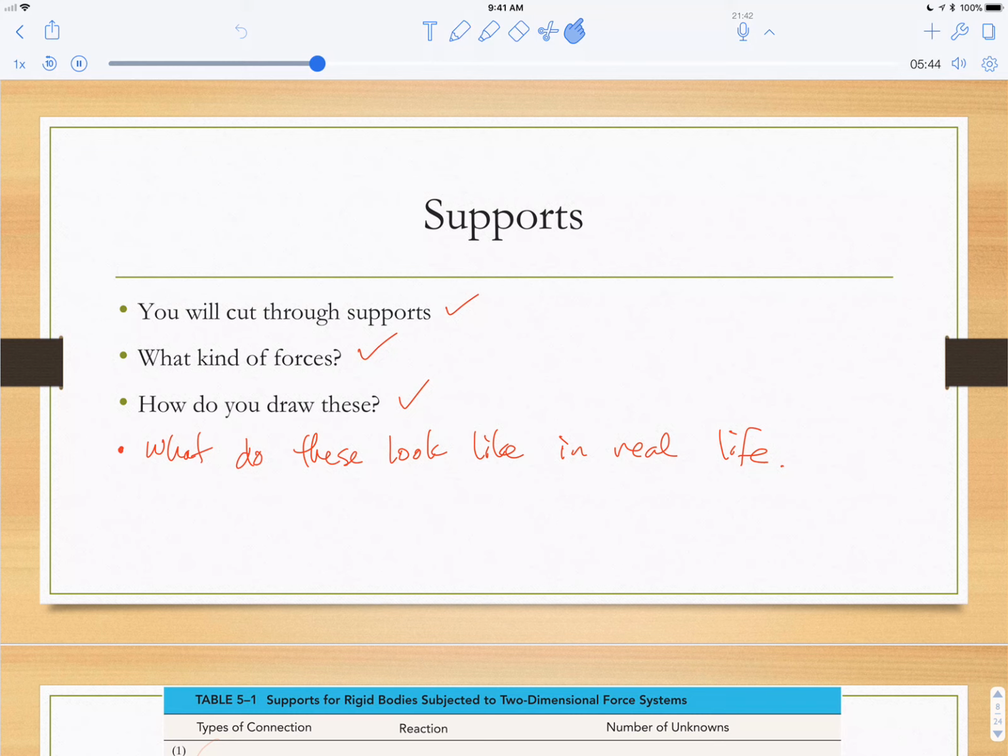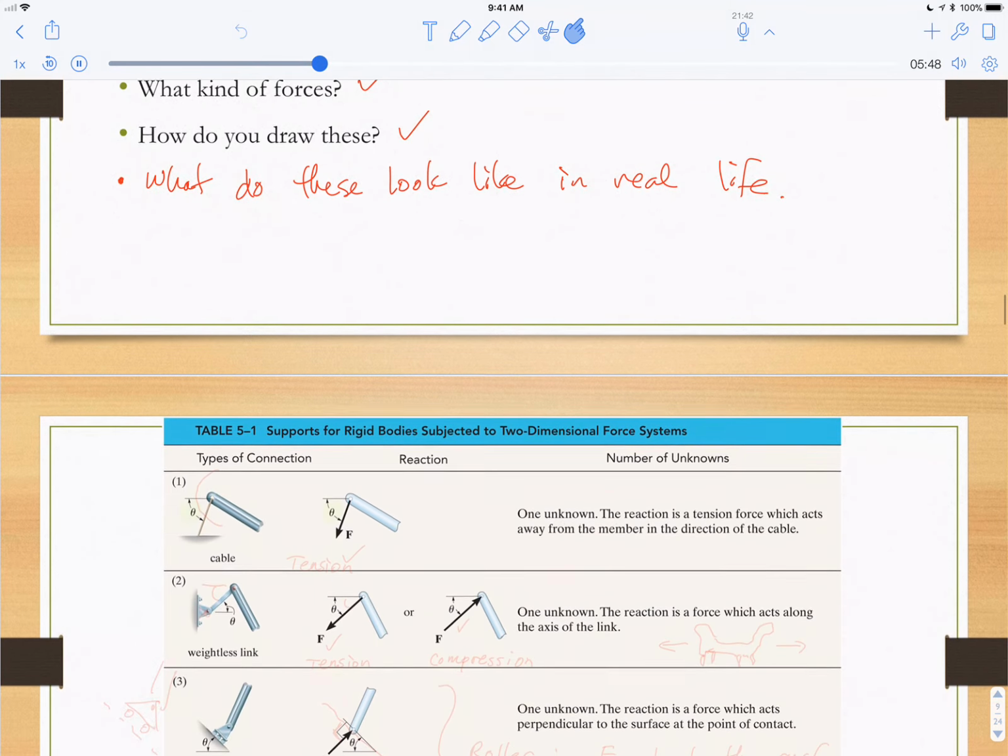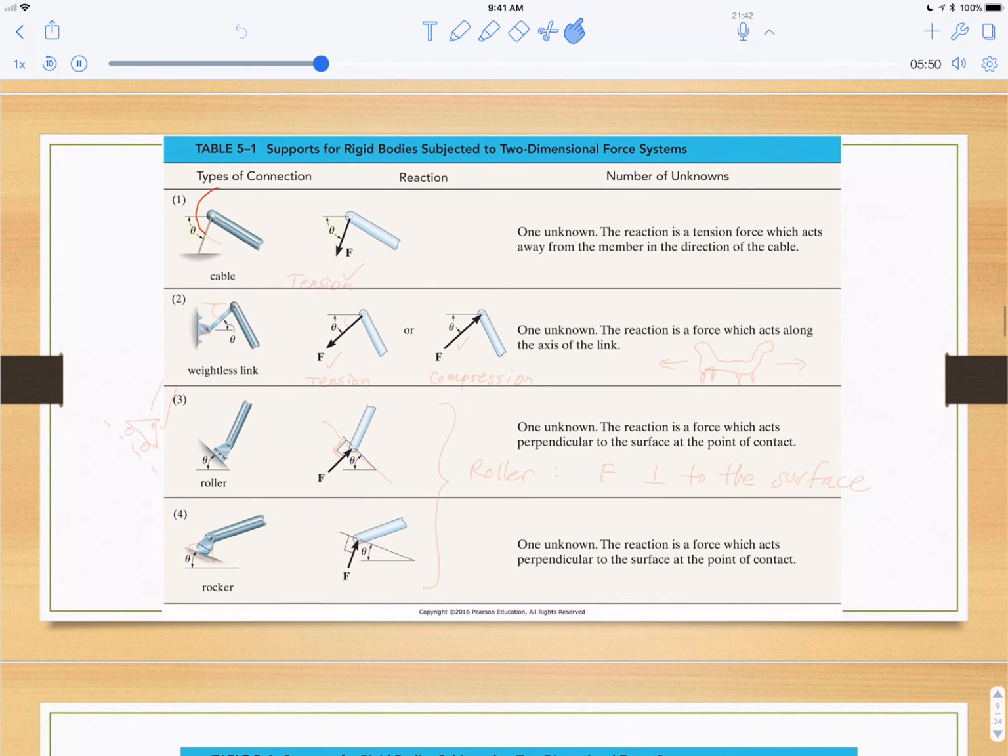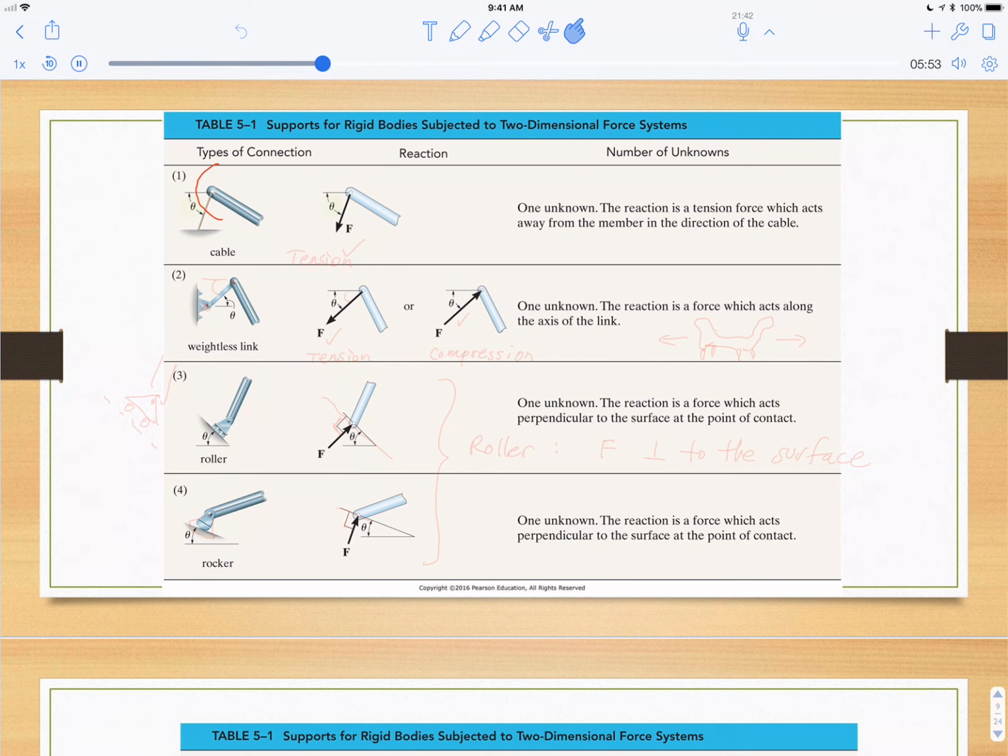Okay, let's go through a bunch of supports and what kind of forces they put on a structure. So here's a cable, and if you cut the cable, obviously the cable pulls, so here's a force. The other thing is that the force is along the direction of the cable. And if you notice, this angle theta is that angle theta in a free body diagram.